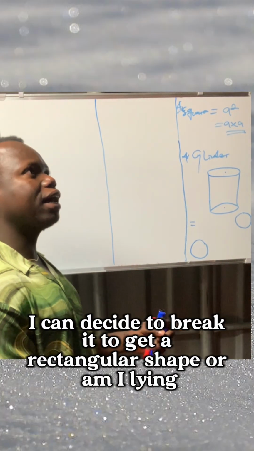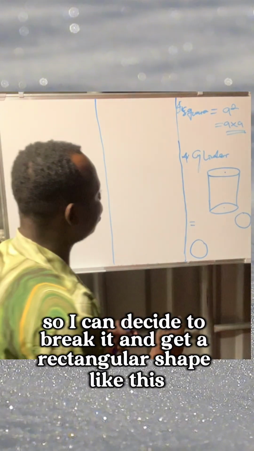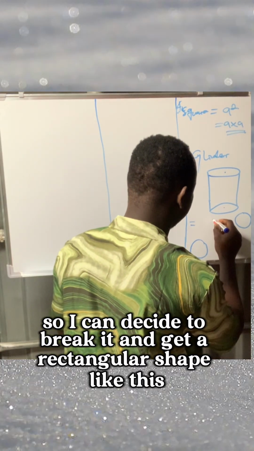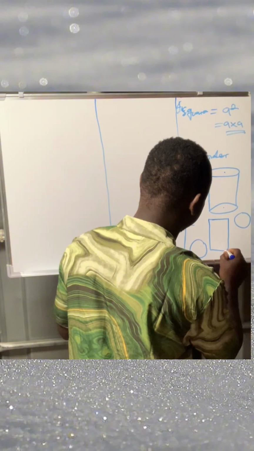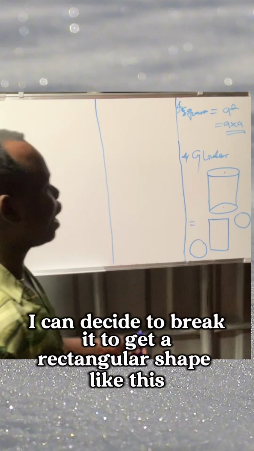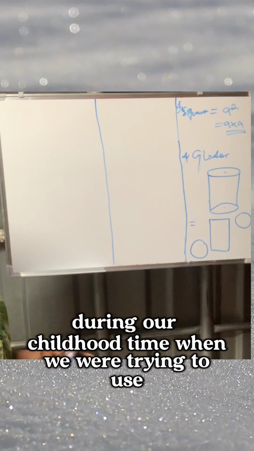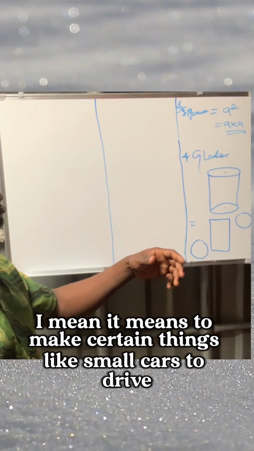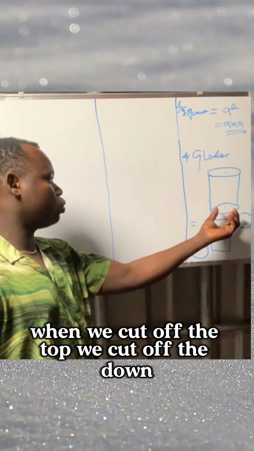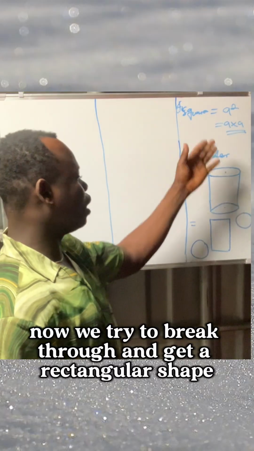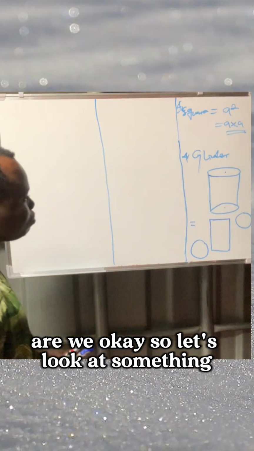If I get it round like that, I can decide to break it to get a rectangular shape. So I can decide to break it and get a rectangular shape like this. And it's very true. During our childhood, when we were trying to use a milk tin to make certain things like small cars to drive, we cut off the top, we cut off the down. Now, we try to break through and get a rectangular shape. Are we okay?